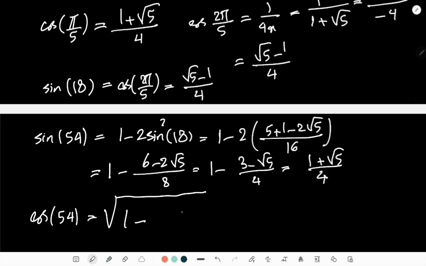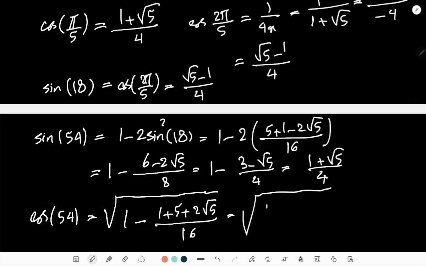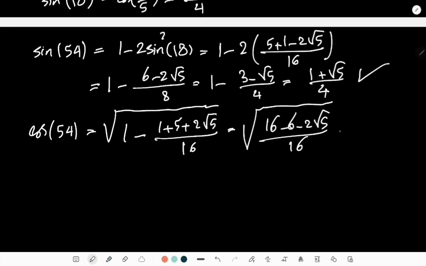So we calculated that, and cosine of 54 using the known identities is basically 1 over square root of the power 2 of this guy, and that is 1 plus 5 plus 2 square root of 5 over 16, and that gives me this. So 16 minus 6 minus 2 square root of 5 over 16, and that is 10 minus 2 square root of 5 over 4. Okay, let's just keep it that way.